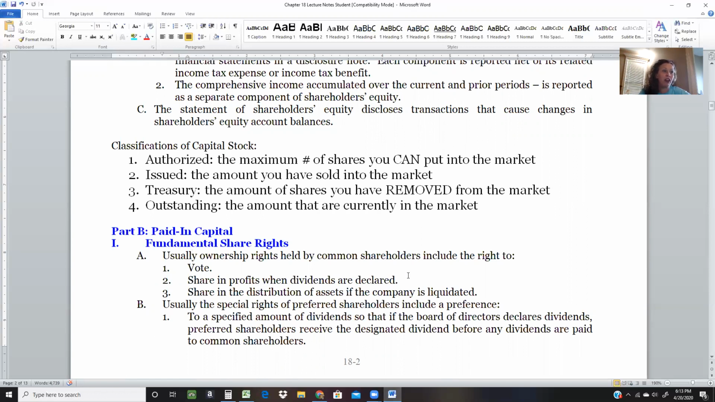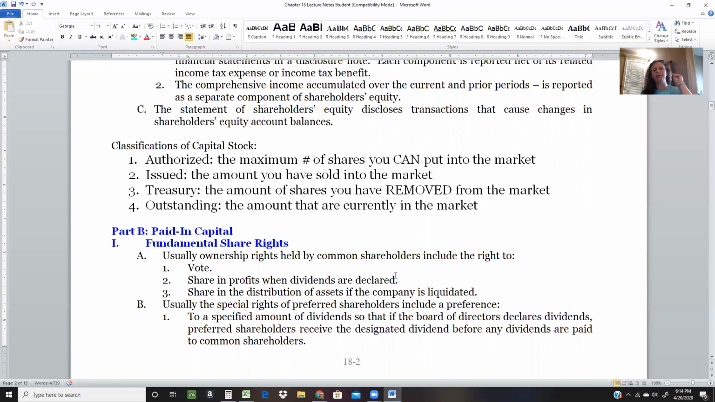I also get a share in the profits when dividends are declared. So if I'm a stockholder and they issue a 25-cent per share dividend and I own a share, I'm going to get a quarter. If I own 2 shares, I'll get 50 cents. And then if the business is liquidated, then I will be in line for money there too.